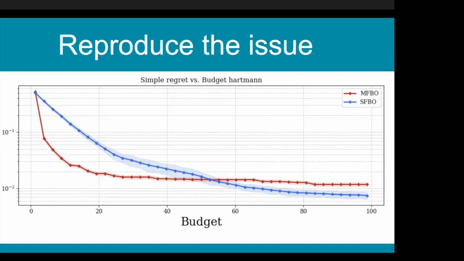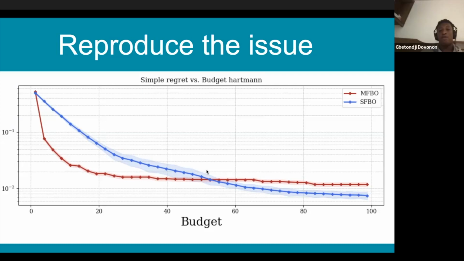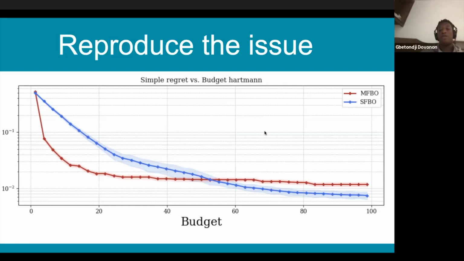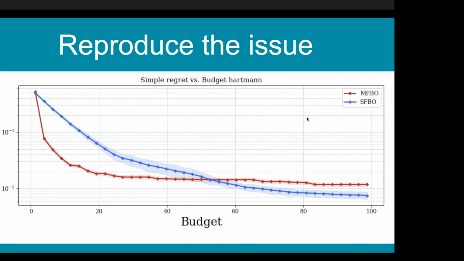So the single fidelity is sampling the highest fidelity out of the multi-fidelity. Is that correct? Yeah, the single fidelity is only sampling the highest fidelity. So that means they're both sampling the same fidelity, but because of the errors earlier on. Yeah, after a certain point, they're both sampling the same fidelity. Right. Most of the time.